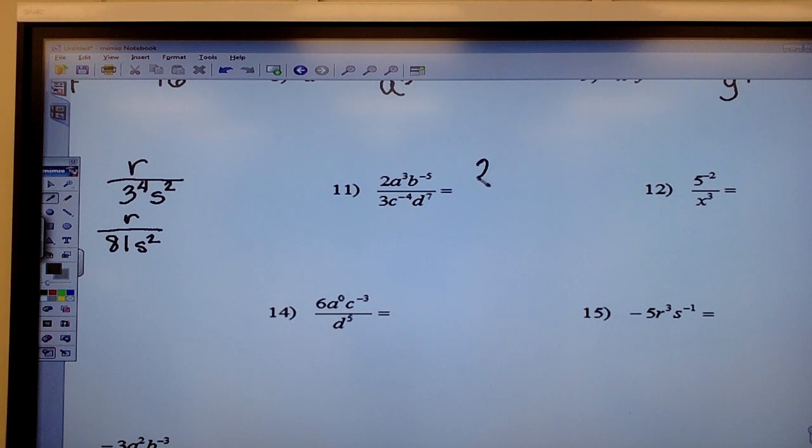So remember, 2a stays at the top. C to the 4th is going to move to the top. 3 stays at the bottom, and d to the 7th stays at the bottom. B to the negative 5th is going to move to the bottom and become positive. So this is our final answer. So b to the negative 5th moved to the bottom and became b to the 5th. C to the negative 4th moved to the top and became c to the 4th.